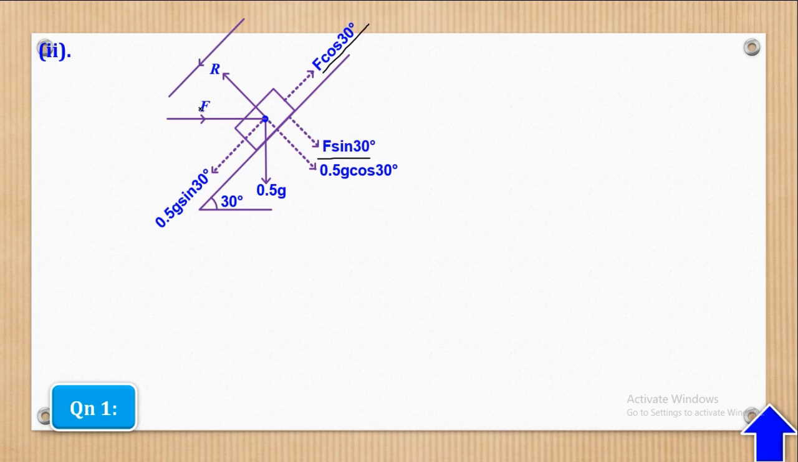Then the particle will be at the point of sliding downwards, so it will have zero acceleration. Therefore, the friction will oppose motion, so it will be acting upwards along the line of greatest slope.